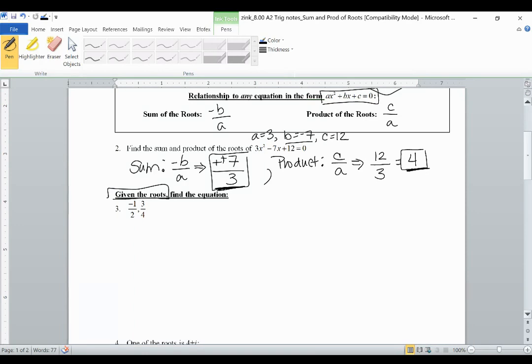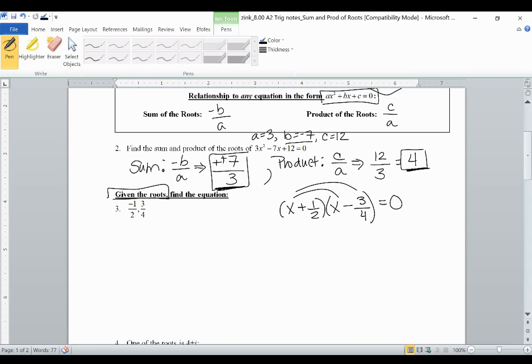So for example, you could take this one. There's a few different ways you might think about it for number 3. If those are my two roots, I might say, oh, well, my factor would be x plus a half. If I set that equal to 0, I'd get negative 1/2. And then my other one would be x minus 3/4 equals 0. And then you could FOIL this out and that would give you your equation.